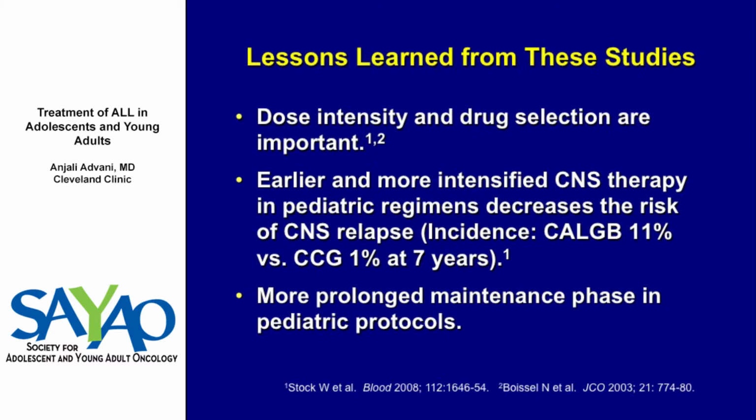The other thing is, looking at the CALGB and CCG data, earlier and more intensified CNS therapy in the pediatric regimens decreases the risk of CNS relapse. In Wendy Stock's paper, that risk was about 11% in the CALGB trial versus about 1% at 7 years in CCG. So quite a big difference there. And then the last thing is that in the pediatric trials, there has typically been a prolonged maintenance phase.